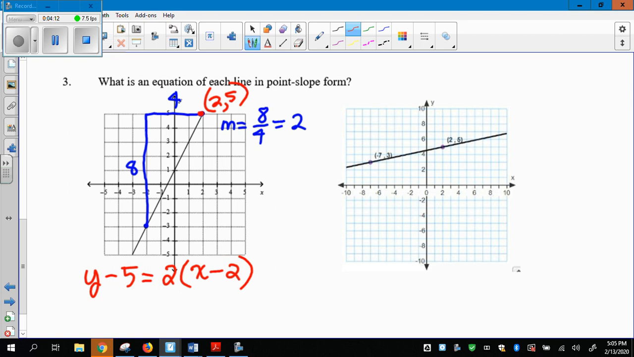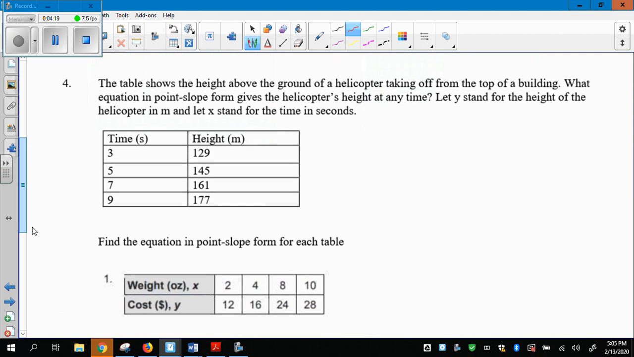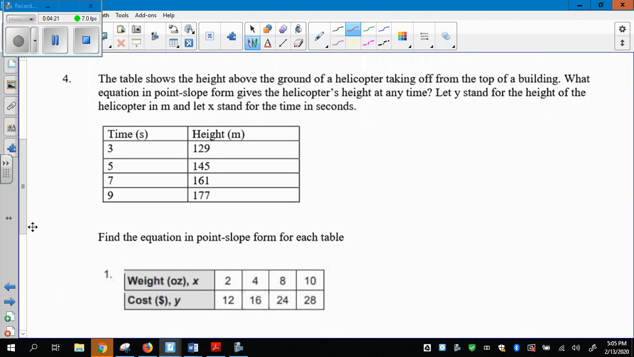All right. The last problem on this sheet is taking information from a problem and writing the equation for that problem in point-slope form. All right. So really, any of these, the variables in this first table show s and m. I'm just going to use x and y for my variables so we can be consistent with our equation.